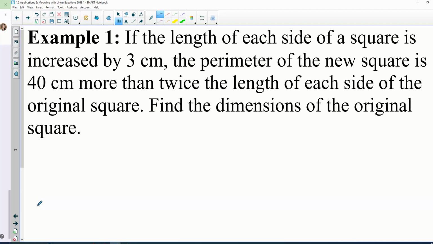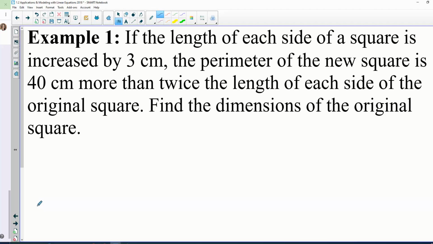Alright, if the length of each side of a square is increased by 3 centimeters, the perimeter of the new square is 40 centimeters more than twice the length of each side of the original square. Find the dimensions of the original square. You guys have any idea what to do? No, you can't just read the whole problem at a fast pace and get to the end and expect it to work. That doesn't make any sense. So let's go back and read it sentence by sentence.